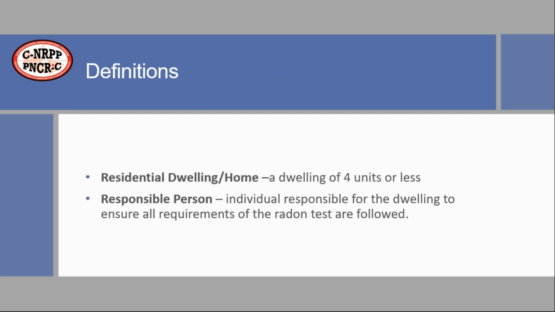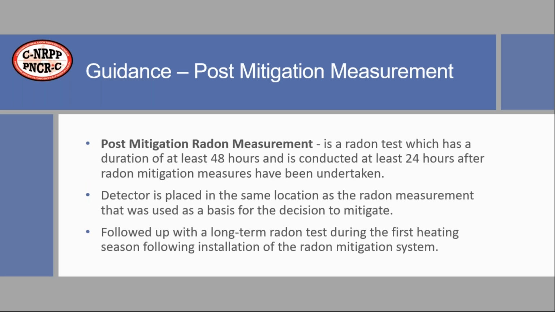And just to be clear, this is for residential dwellings only. So a residential dwelling is a dwelling of 4 units or less. And it's important to define a responsible person, which is the individual responsible for the dwelling, who will be able to ensure all requirements of the radon measurement test are followed.